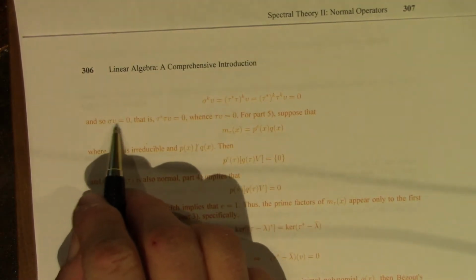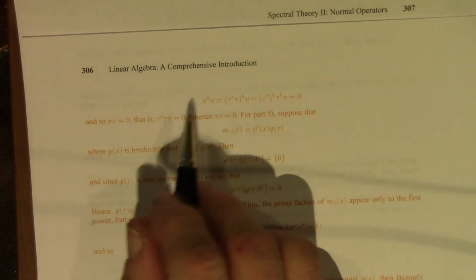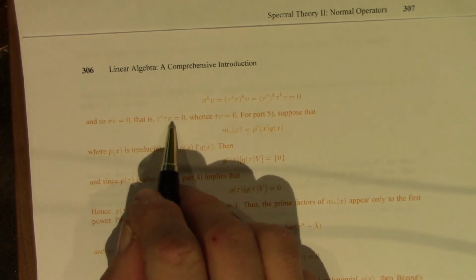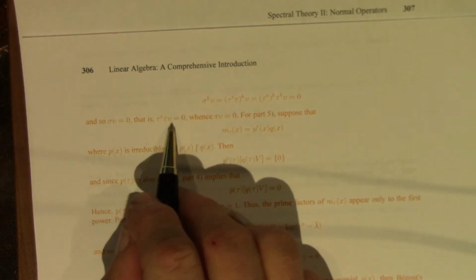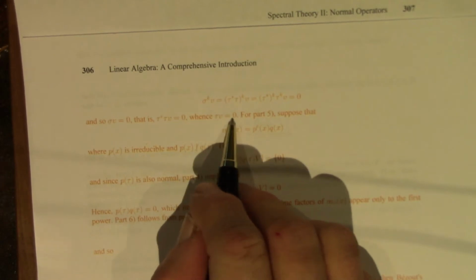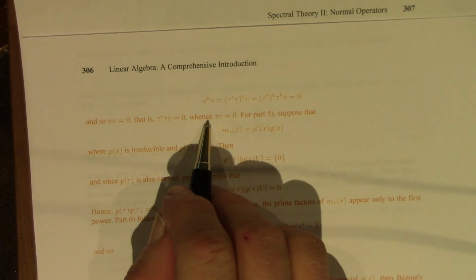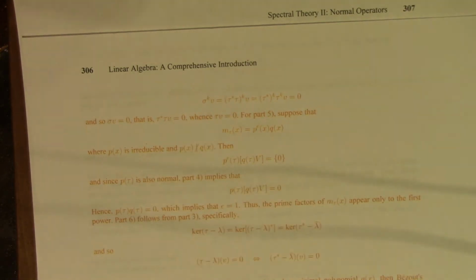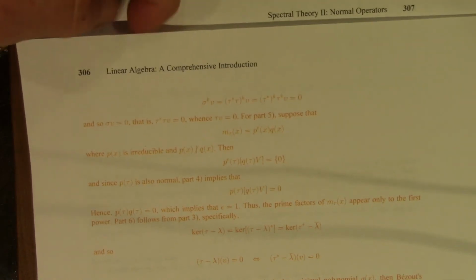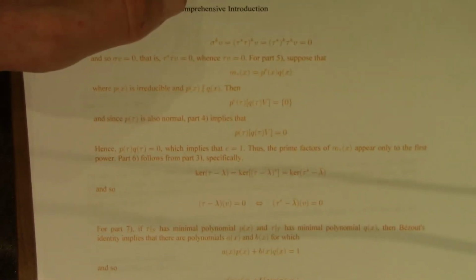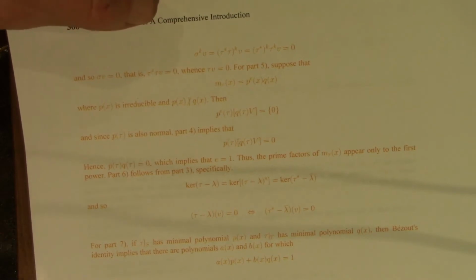Therefore, sigma v is 0. In other words, tau star tau of v is 0. And that implies that tau v must be 0. And I'll let you fill in that very short jump. Okay. So this is a proof. At least this part, for sure, is worth studying. So you get the picture here of what's going on. It's a little, as I said before, almost a trick.